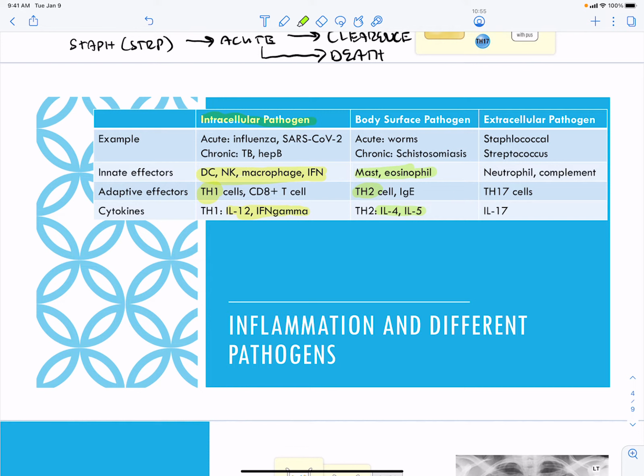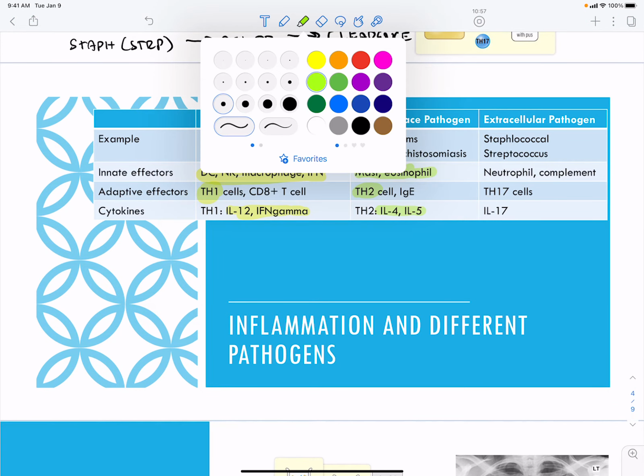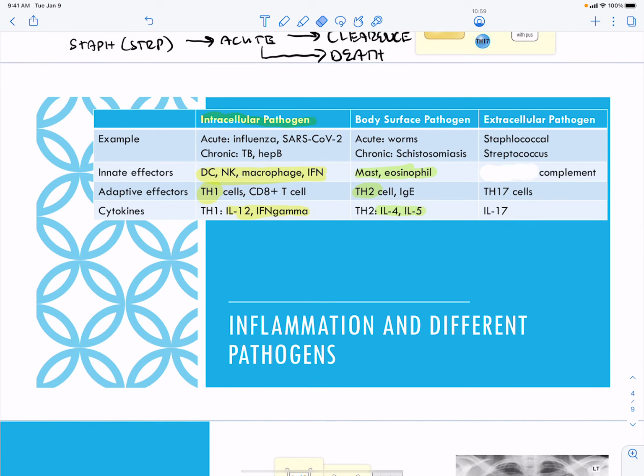Our extracellular pathogens are going to have neutrophils and complement. Also, antibodies can play a role, macrophages as well, of course. This is going to drive a Th17, not as inflammatory as a Th1. CD8 T cells are not involved, and NK cells are not involved because they have no ability to recognize an extracellular bacterium or pathogen. IL-17 is the cytokine that is involved to help drive that.